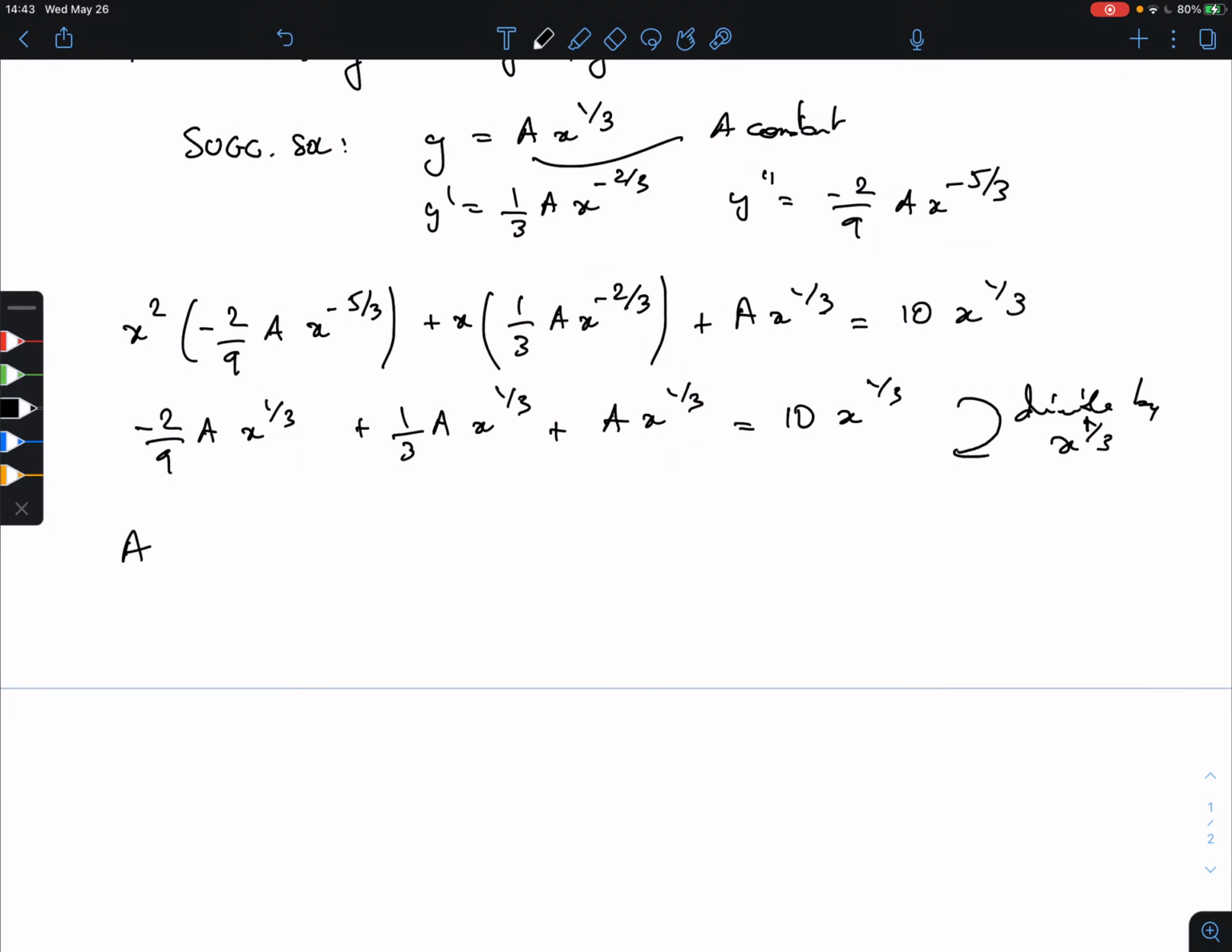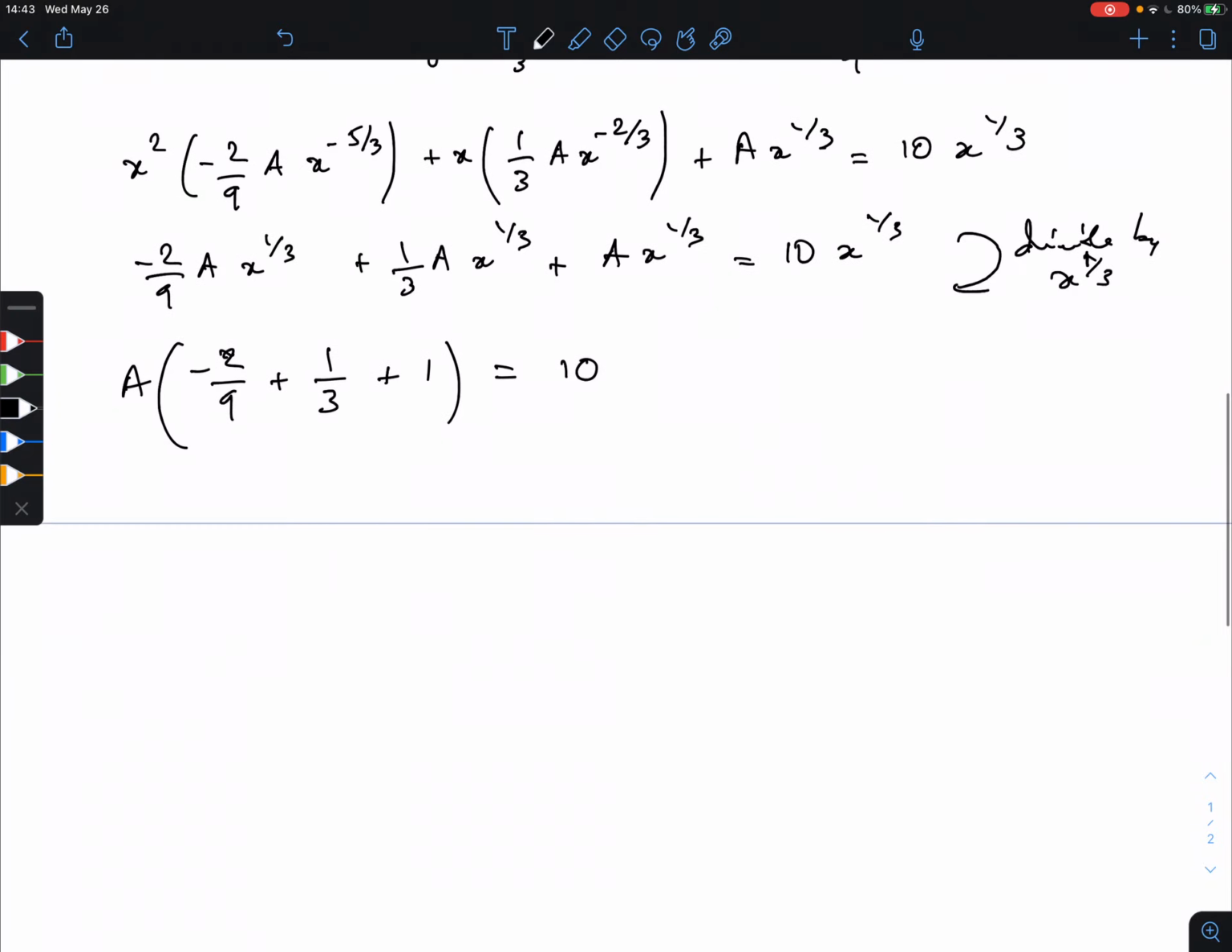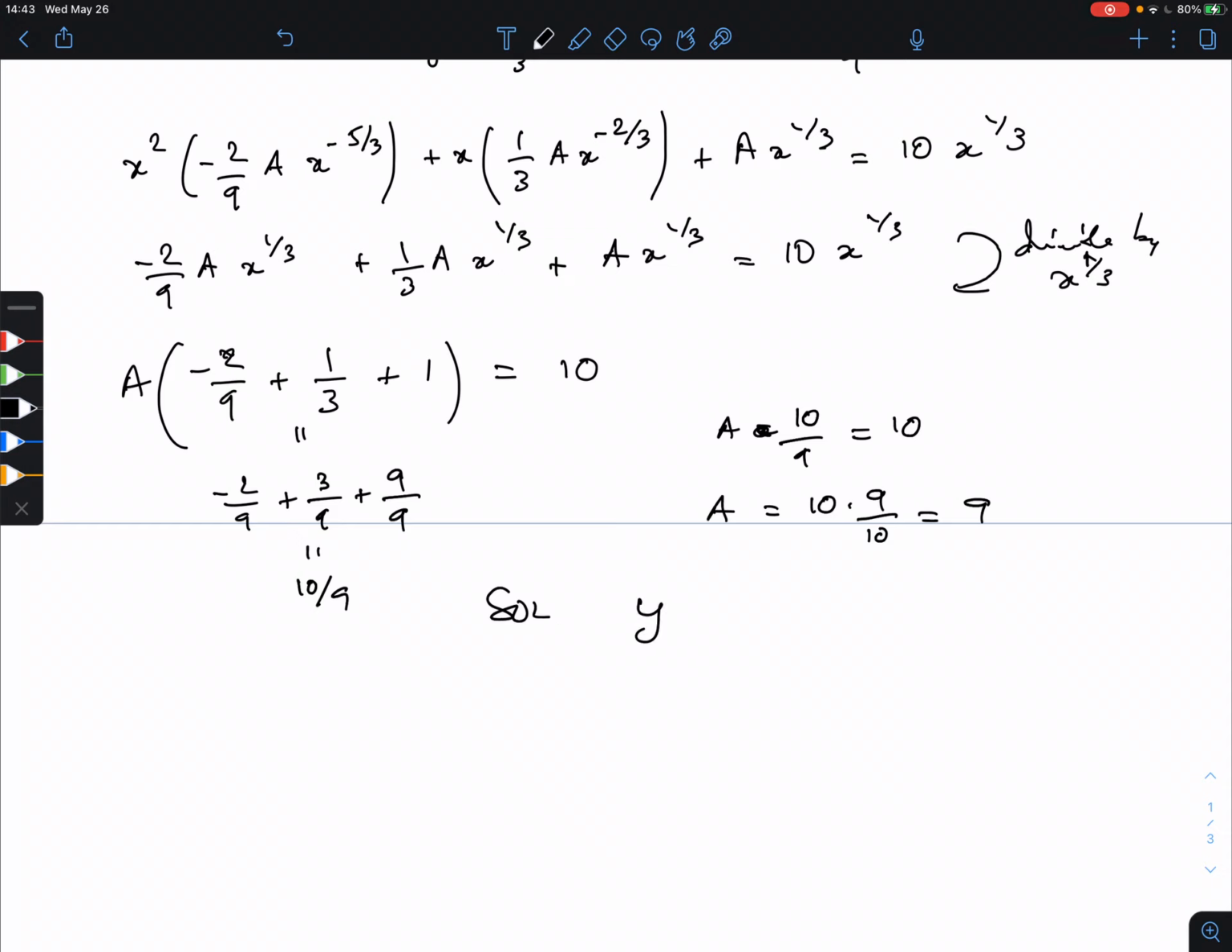So we get a times minus 2/9 plus 1/3 plus 1 equals 10. Put this on a common denominator. We see that this is minus 2/9 plus 3/9 plus 9/9. That is 10/9. So we get a times 10/9 is 10. So we cross multiply. We see that a is equal to 10 times 9/10, which is 9. So the solution is y equals 9 times x to the 1/3.